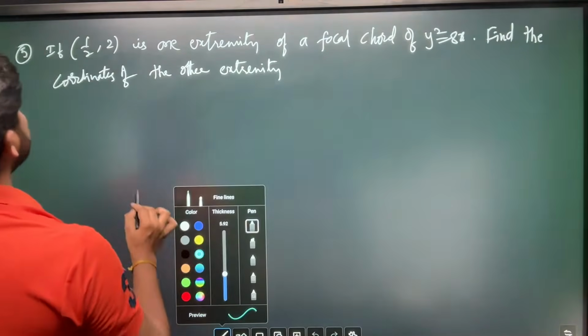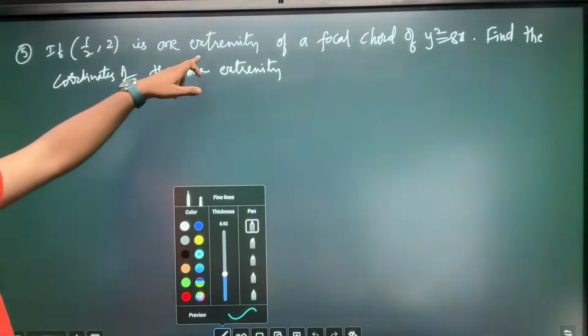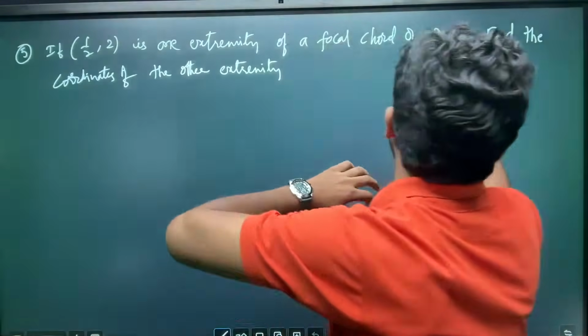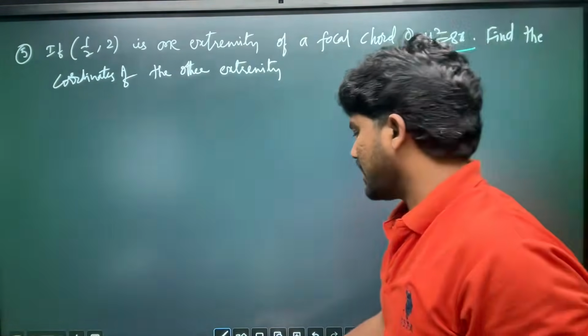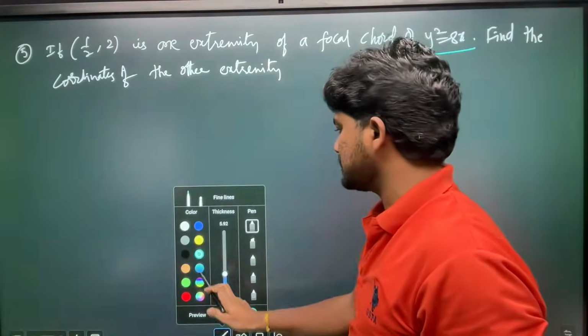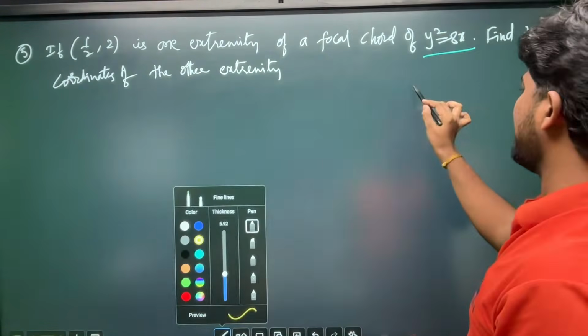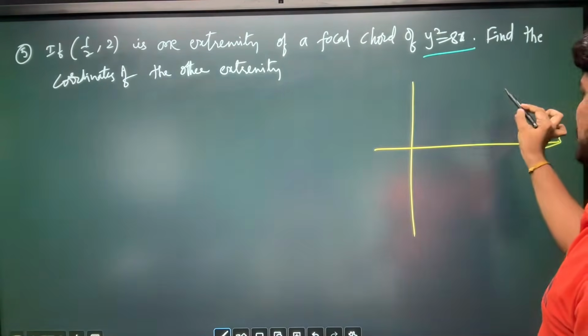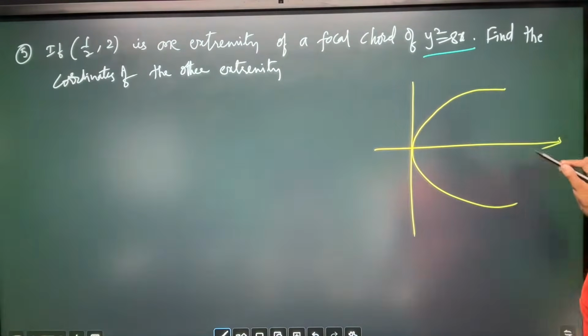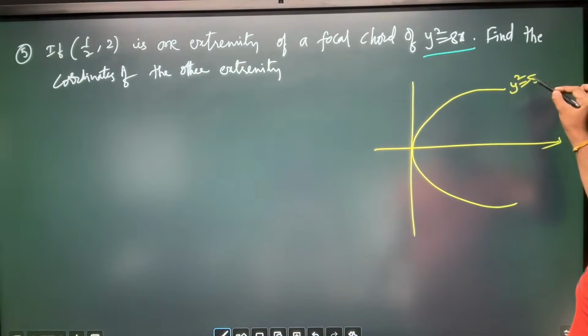Next, one more concept. If (1/2, 2) is one extremity of the focal chord of y² equal to 8x, find the coordinates of the other extremity. Other extremity, same process. For this problem the diagram is important. Just briefly, based on y² is equal to 4ax, this is the diagram. This is y² is equal to 8x.